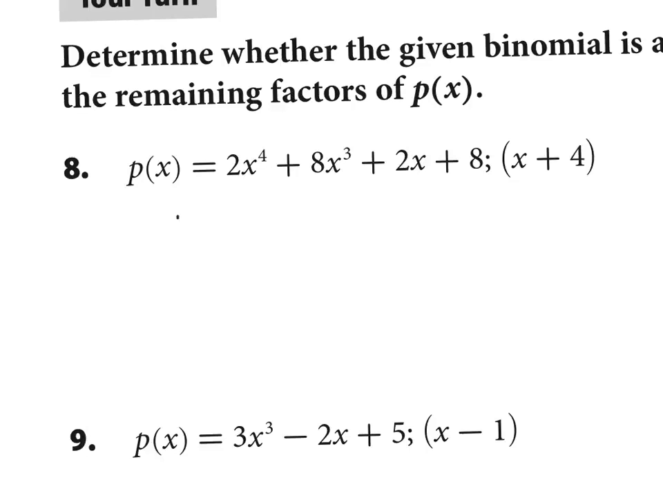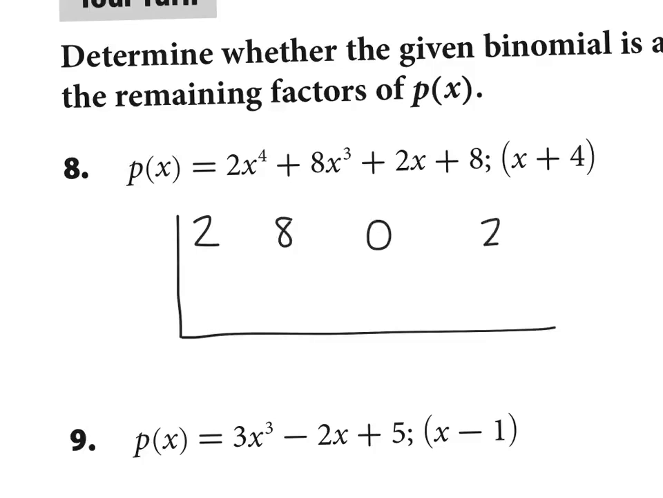Okay, so our coefficients that are going to go inside, we have 2, 8, 0, 2, and 8. We have to put the 0 in here to fill in for our x to the second. And then outside, we're going to put negative 4. So doing our math, bring down our 2. And then we multiply 2 times negative 4, which would be negative 8. Negative 8 and 8 gives us 0.